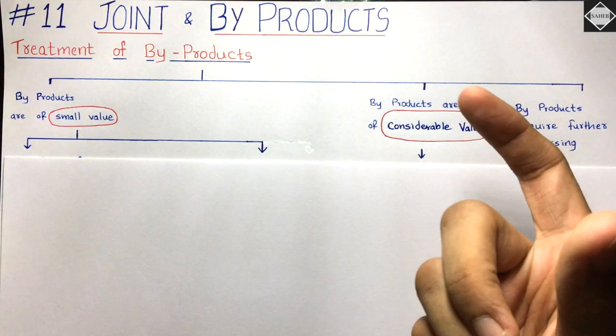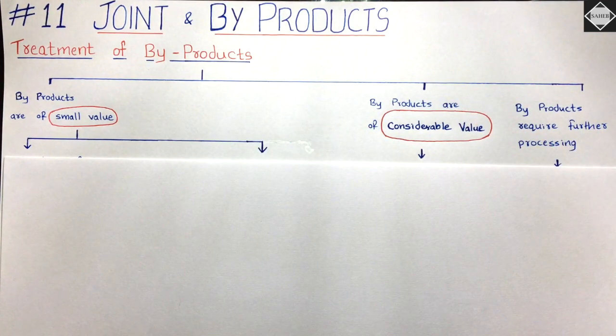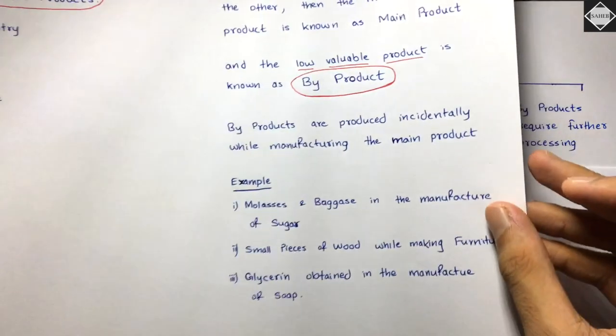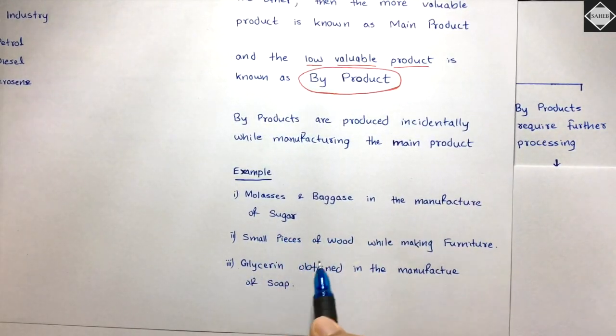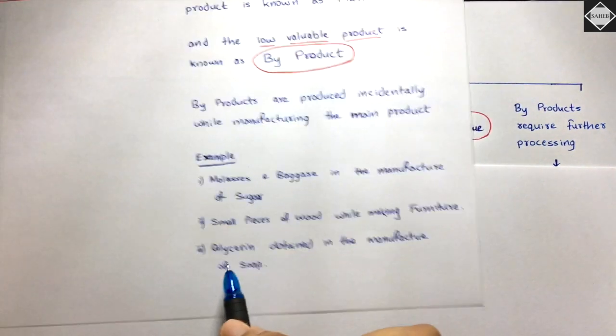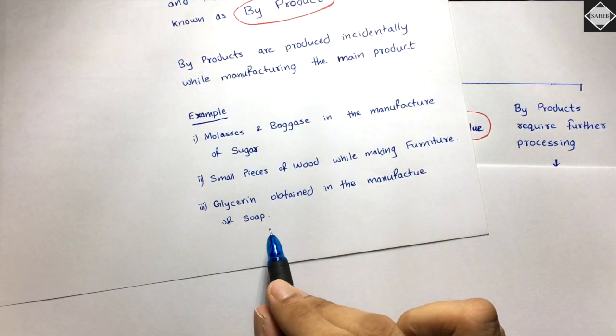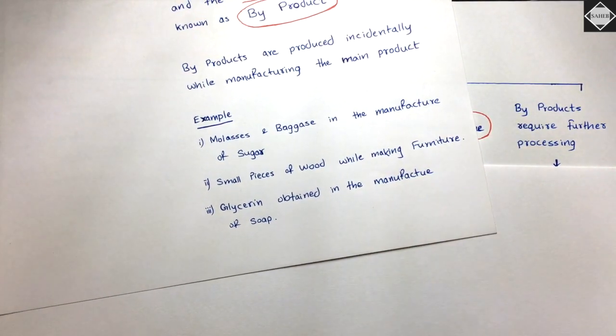It's a waste product, but it has a bit of value, so that is why we have to do something about it. Is that clear? That's a simple example. Many examples are there: molasses and bagasse in the manufacture of sugar, small pieces of wood while making furniture, glycerin obtained in the manufacture of soap. I can give you a simple kitchen example also.